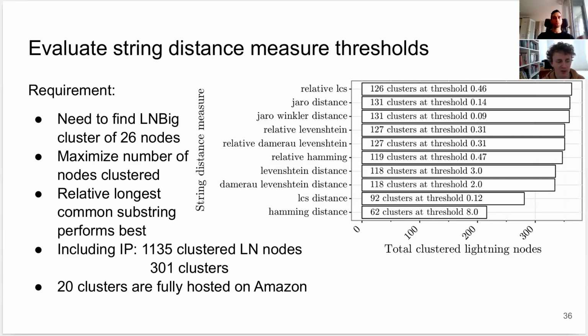Now you might say, well, what about nodes that are hosted on Amazon? Surely there could be many of these. And interestingly, in these 301 clusters, 20 of them are fully hosted on Amazon. But they're not considered a single cluster because their naming schemes are sufficiently different. But of course, there can be some false positives here. And since there isn't much ground truth to work with, it's a little hard to quantify it exactly.